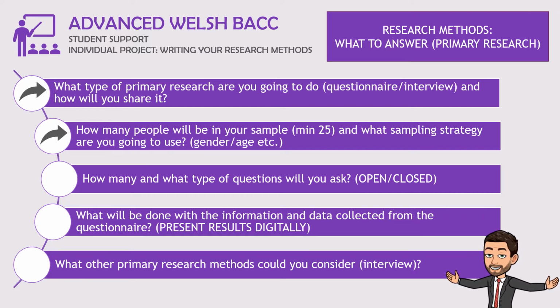Now at GCSE, it's exactly the same. It's a minimum of 25 people need to take part in your questionnaire. Now you might need to think at advanced level, you need to think more specifically about how that 25 are selected, and that is where we're looking at sampling strategies, which will be explained later on in this video.